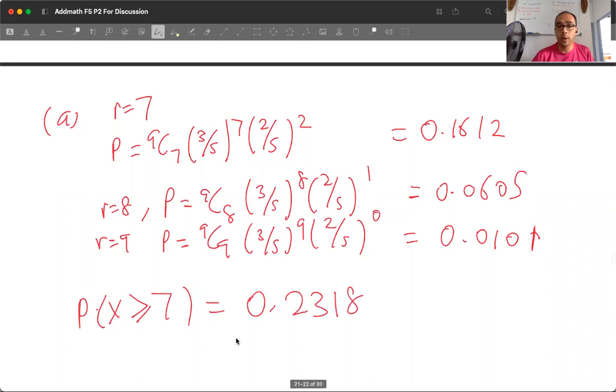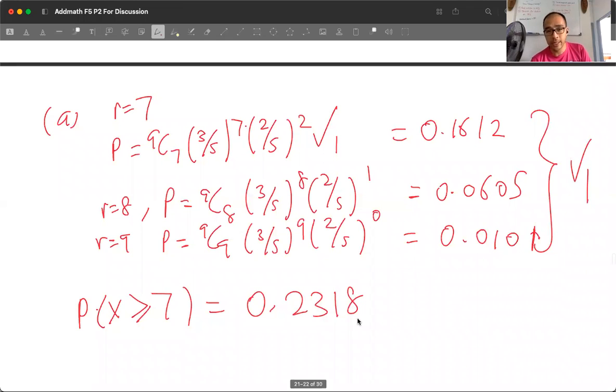Okay, so the first mark: if you substitute any one of these correctly, that is 1 mark. Even if you don't have all 3, but you have at least 1, you get 1 mark. This one, all three correct, is 1 mark.